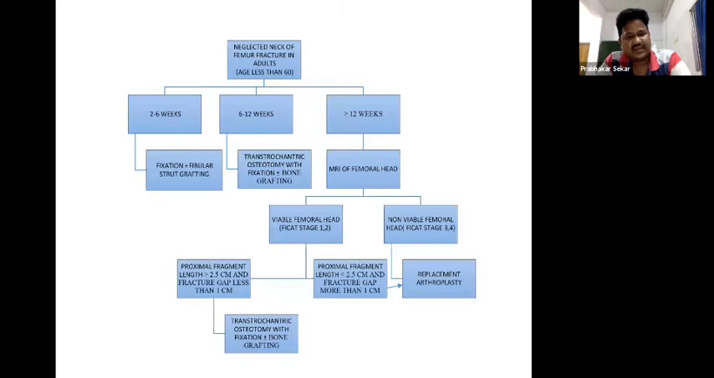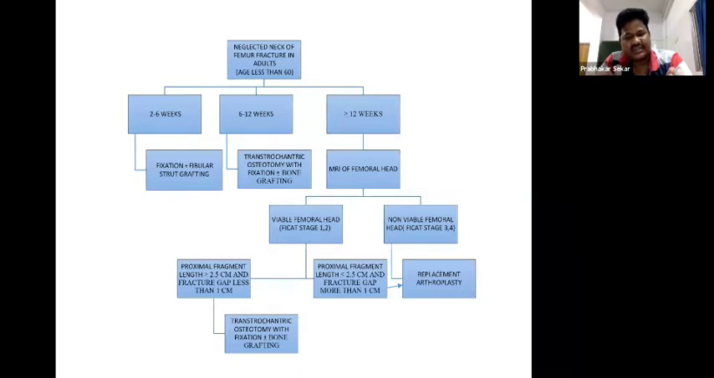So as a whole, neglected fracture neck of femur in adults less than 60 years: you see whether it falls more than 12 weeks or less than 12 weeks. Less than 12 weeks, you preserve the head by doing fixation with fibula stud graft or osteotomy or bone graft. If it is more than 12 weeks, go with an MRI. You take an MRI and see whether the head is viable or not viable.